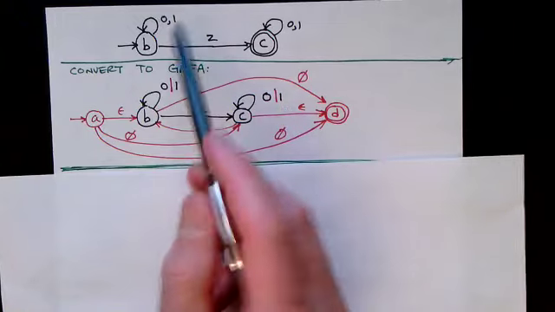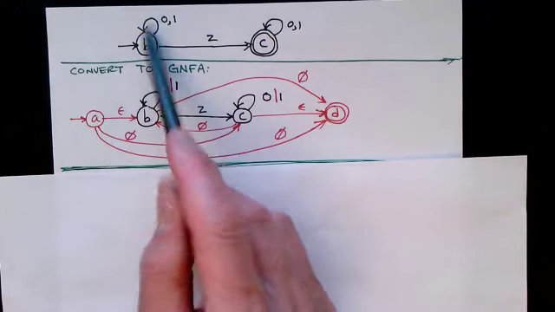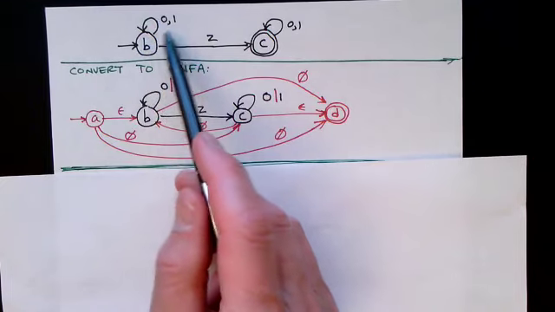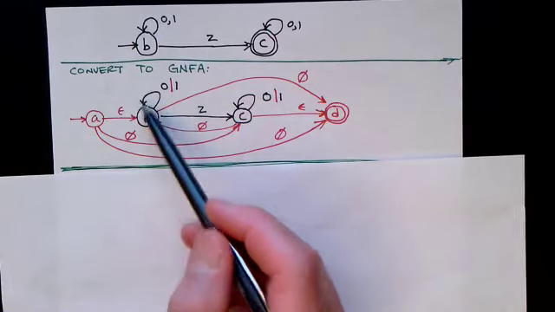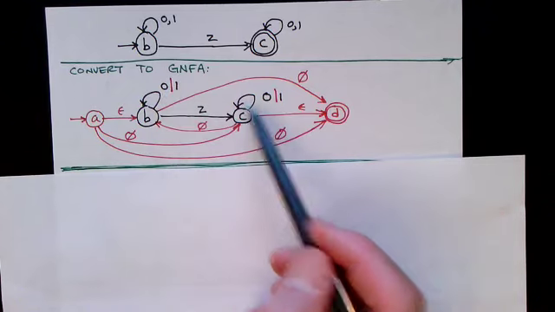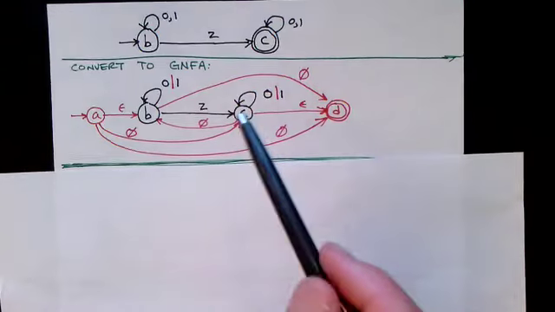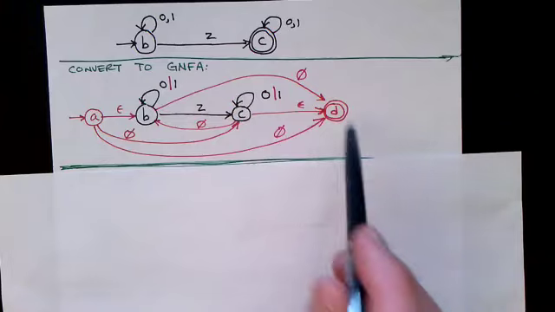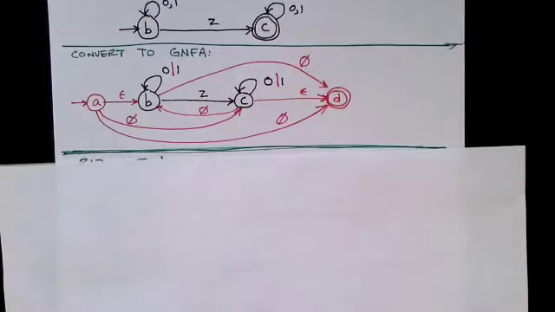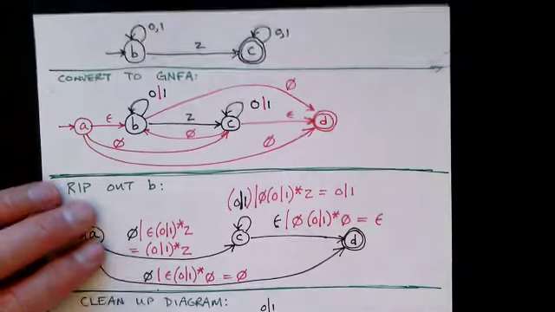And finally, we've really got two edges from B to itself, one labeled 0 and the other labeled 1. So we combine that into one edge labeled 0 or 1. And the same thing with these two edges here. We combine it into one edge here. Okay, so now there's our generalized non-deterministic finite automaton. Now let's just arbitrarily choose B to remove.